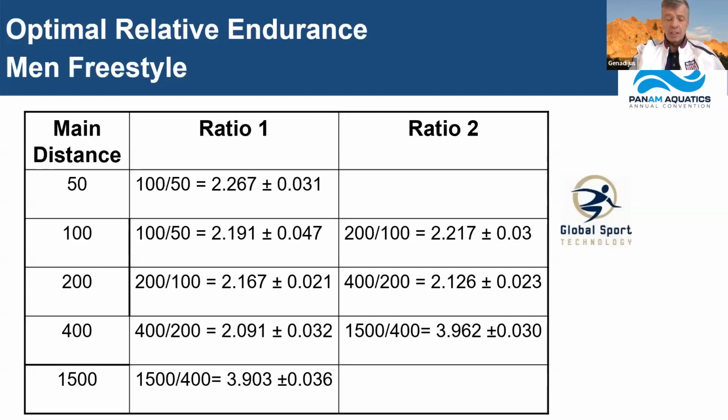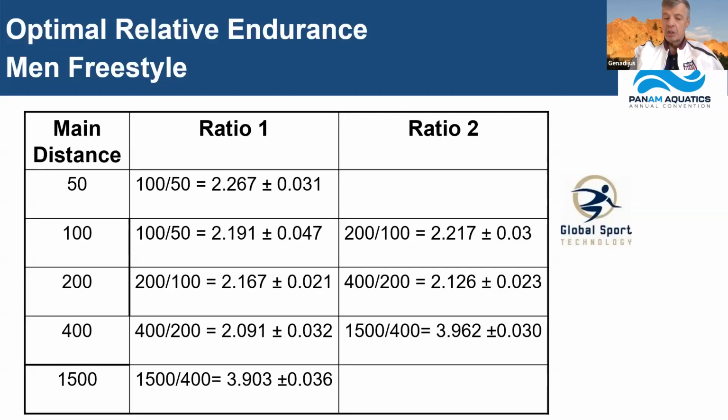So then next, let's compare swimmers who specialize in 100 and 200 events. Ratio like 200 to 100. This ratio for 100 sprinters is 2.217. But if you look at 200 swimmers, the ratio is 2.167. Which means that, again, 200 swimmers have better endurance than 100 swimmers. Same with 200 and 400 swimmers. The ratio between 400 and 200 is 2.126 for the 200 swimmers. And for the 400 swimmers, the same ratio is 2.091. Again, you see, the longer the distance, the better endurance swimmers have.